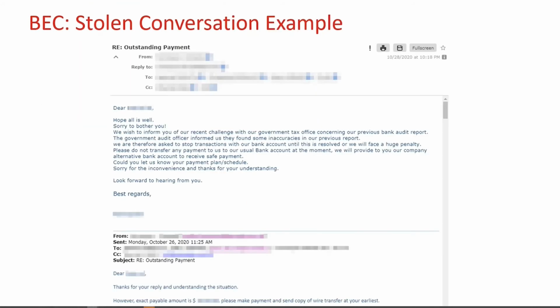Another example here, stolen conversation. That's a lot easier to do, more common when you do have something like compromised credentials, right? So the bad guys can actually log in as the user, and they can insert themselves into an email thread and start replying, so that, again, it can be really difficult to pick up, to detect by the customers and the people that they start interacting with.